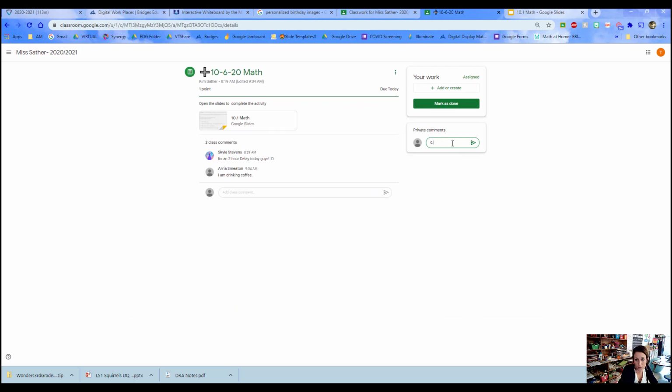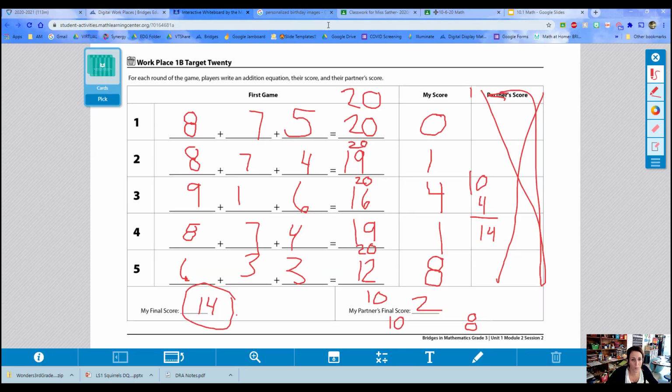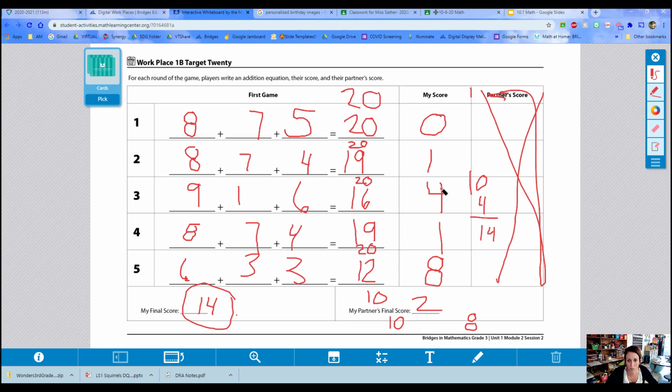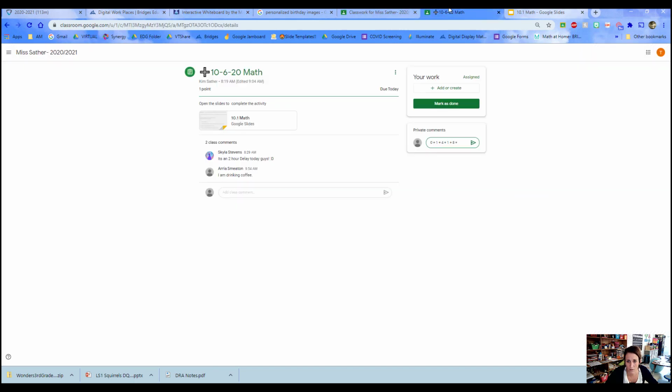Actually, I could write it as an addition sentence. Ooh, yeah, there we go. The plus sign is right next to the backspace sign. 0 plus 1 plus 4 plus 1 plus 8 equals your total, and I'm going to double check my answer. 0 plus 1 plus 4, did I forget the second one? I got 2 ones in there, okay? Equals 14. And I'm going to send that comment to me by clicking this green arrow, and that's how you know it's done. It says it right there. And that is how you're done. That's math for today, and you will mark it as completed.